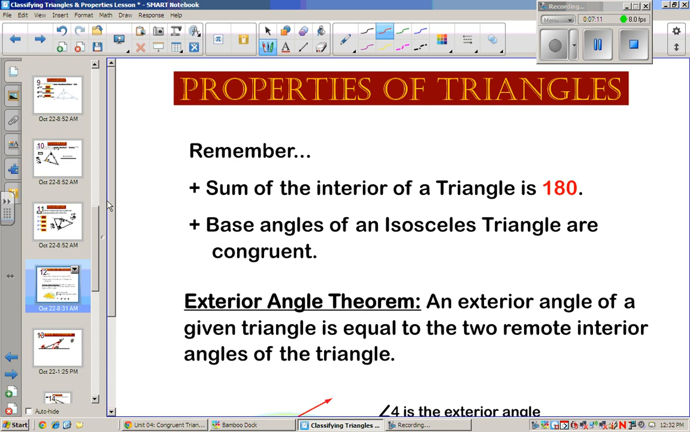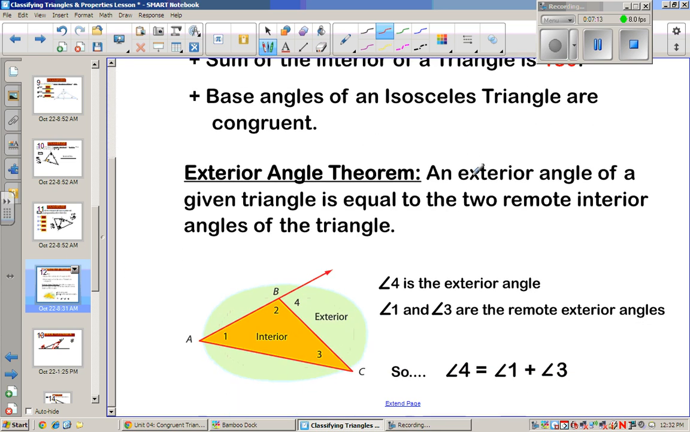And that's going to happen every time in a triangle. So our rule here is the exterior angle theorem. An exterior angle of a given triangle is equal to the sum of the two remote interior angles of the triangle. So angle 4 is equal to 1 plus 3. This word remote interior, that's the interiors that are far away from that exterior angle.